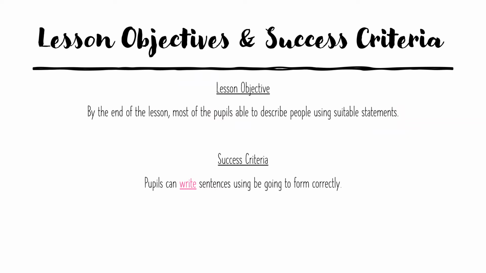The objective of today's lesson is that by the end of this lesson, most of you are able to describe people using suitable statements. And the success criteria for today is that all of you can write sentences using be going to form correctly.